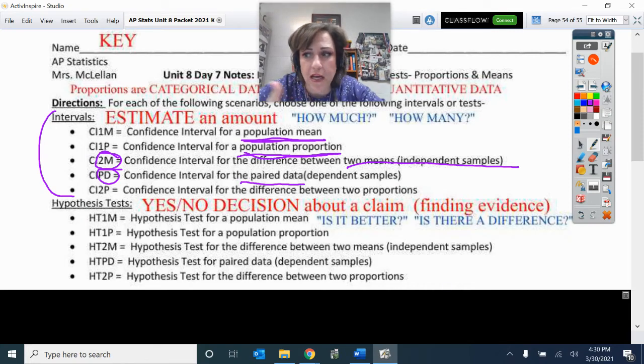That could be like the switch hitters that come to the plate. They hit on both their dominant side and their non-dominant side. How do those compare? So it's one hitter, dominant side and non-dominant side. Paired. Or the confidence interval for two separate proportions. So we're going to estimate those things.